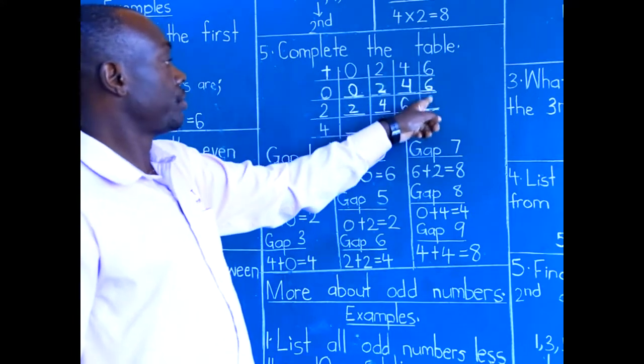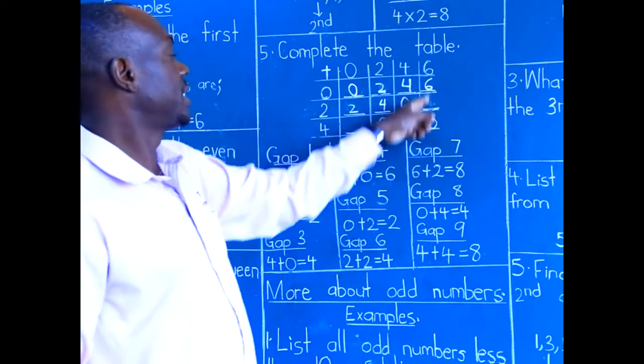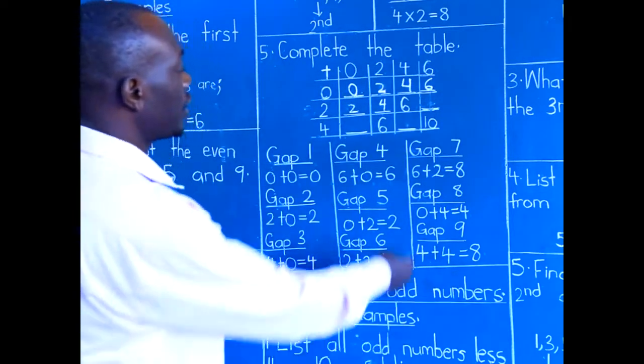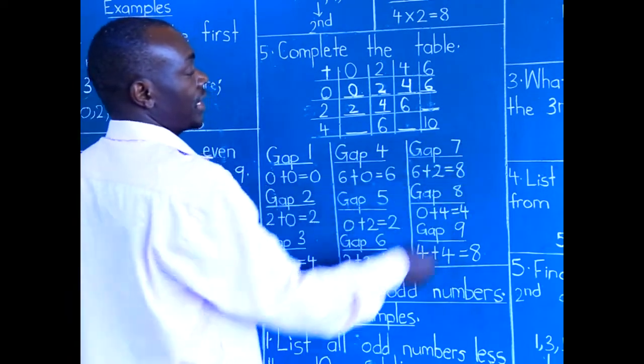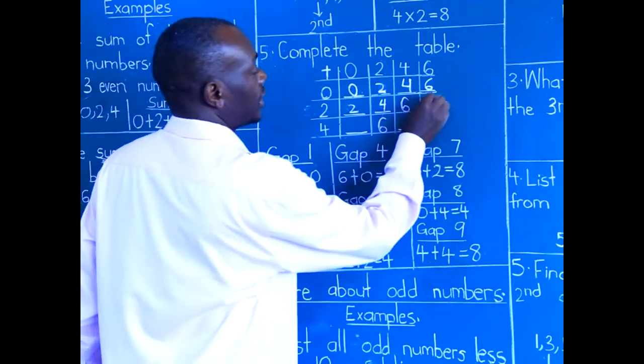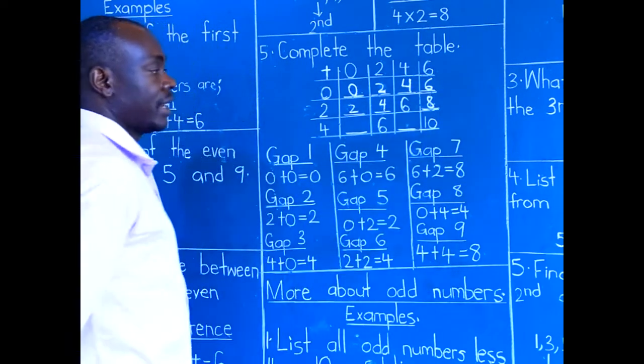Gap number 7 is going to be 6 plus 2. Write it here, there must be working. 6 plus 2, you get 8, and then fill in 8 here, and that is all.